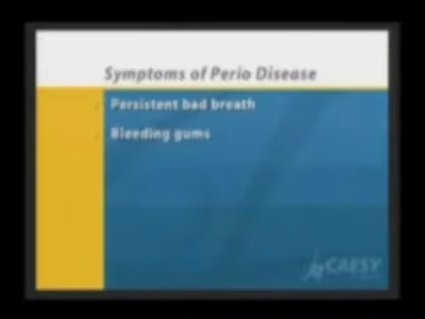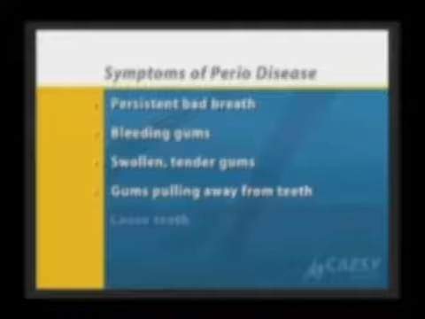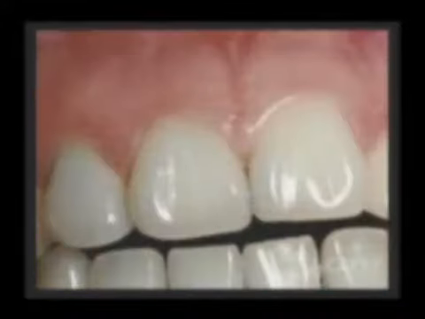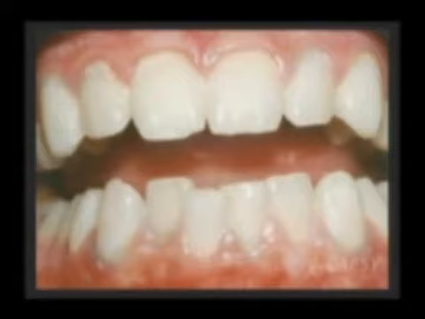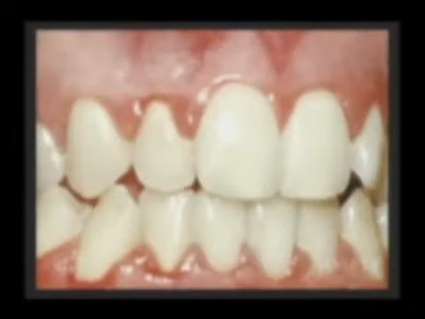Now, what are the symptoms of periodontal disease or gum disease? If you have bad breath, bleeding gums, which is very common, swollen tender gums, gums pulling away from teeth, and loose teeth, of course, at the end. Now, this is an example of a healthy gum. You see there is no swelling. This is an example of early gum disease, and this is an example of moderate gum disease.